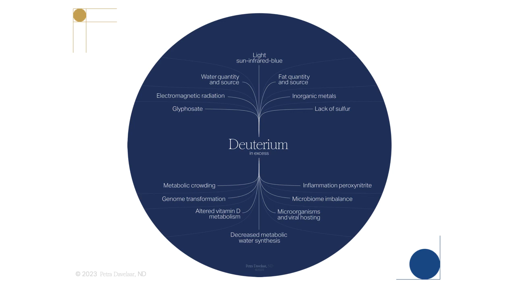An imbalance in all of these causes changes in the microbiome, allows for viral and microbial hosting. Remember, deuterium is a growth factor for these organisms. It causes inflammation, it alters vitamin D and A metabolism, causes genome transformation, and metabolic crowding.